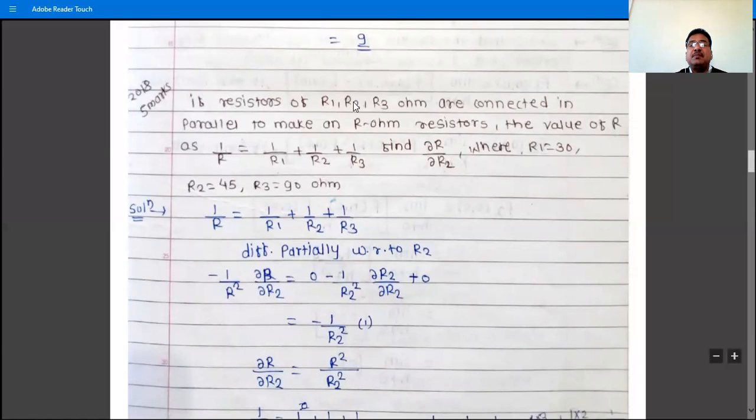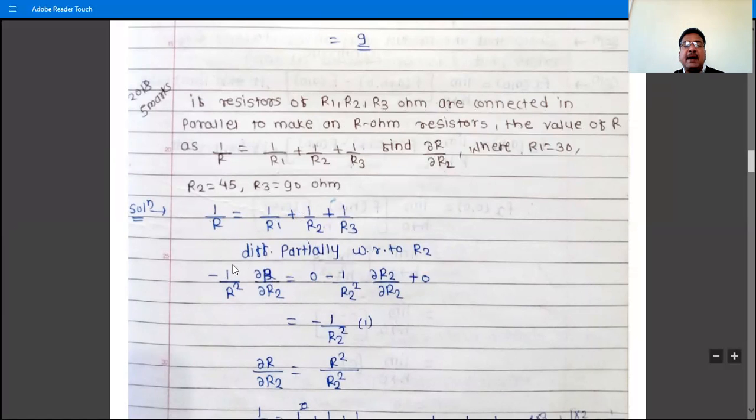if resistors of R1, R2, R3 ohms are connected in parallel to make an R ohm resistor, the value of R is this, and find ∂R/∂R2 where R1 is this, R2 is this, and R3 is this. So 1/R is 1/R1 plus 1/R2 plus 1/R3, and we have to find ∂R/∂R2. So differentiate this equation with respect to R2.